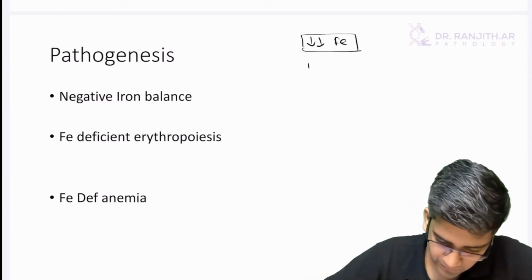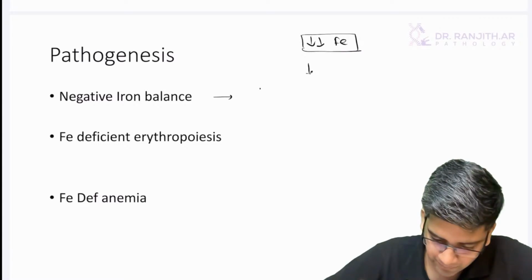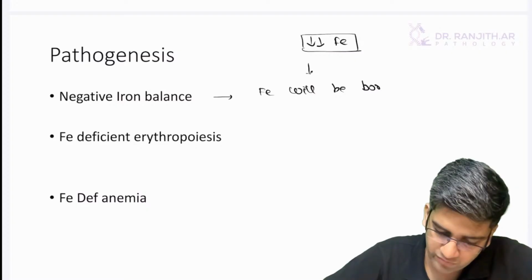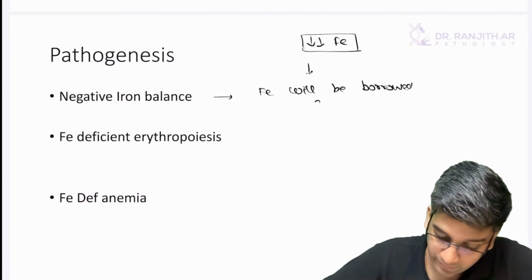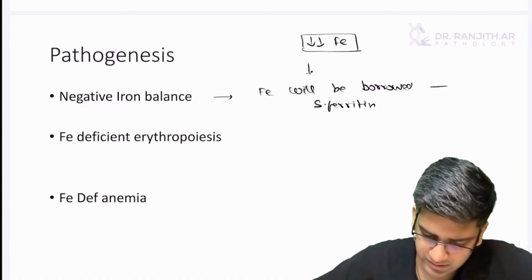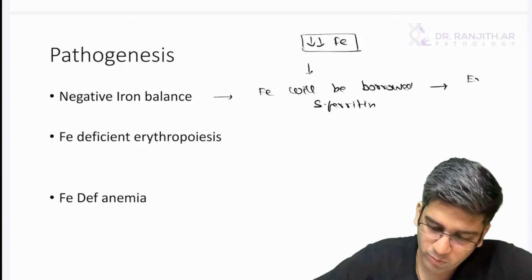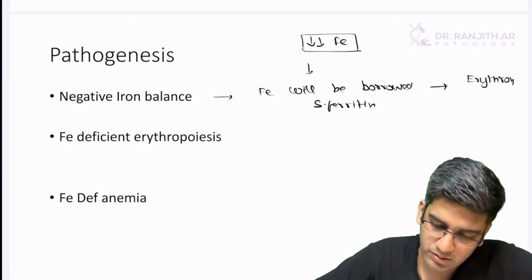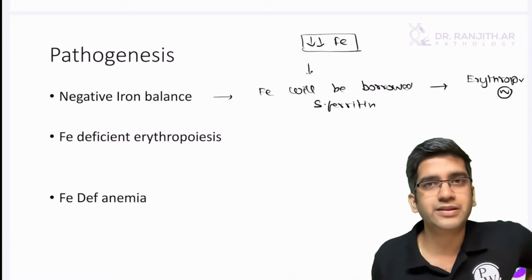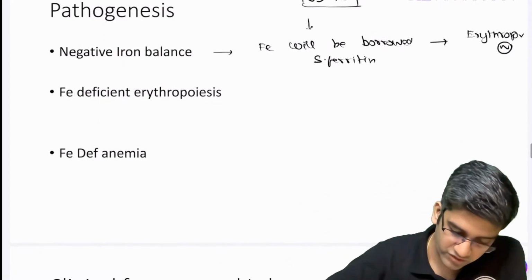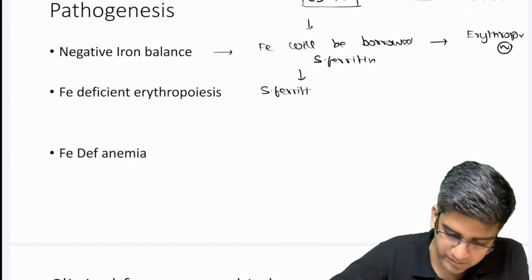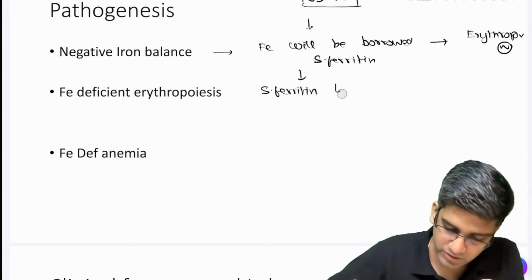When iron is reduced, in the first stage the iron will be borrowed from ferritin, serum ferritin, not the duodenal ferritin. It's borrowed from the serum ferritin, but your erythropoiesis is still absolutely normal and there's no anemia. When erythropoiesis is normal, I won't even expect anemia here. Now in the second stage, the stored serum ferritin, the storage form, is lost.